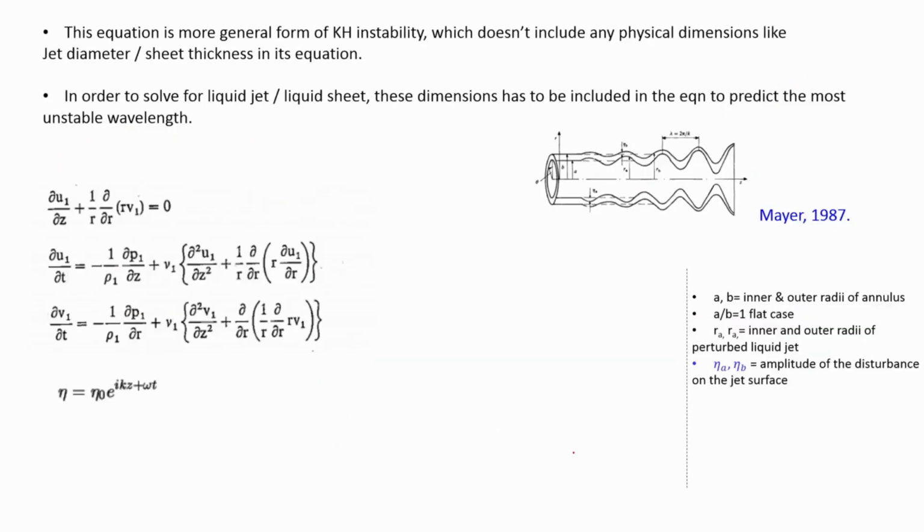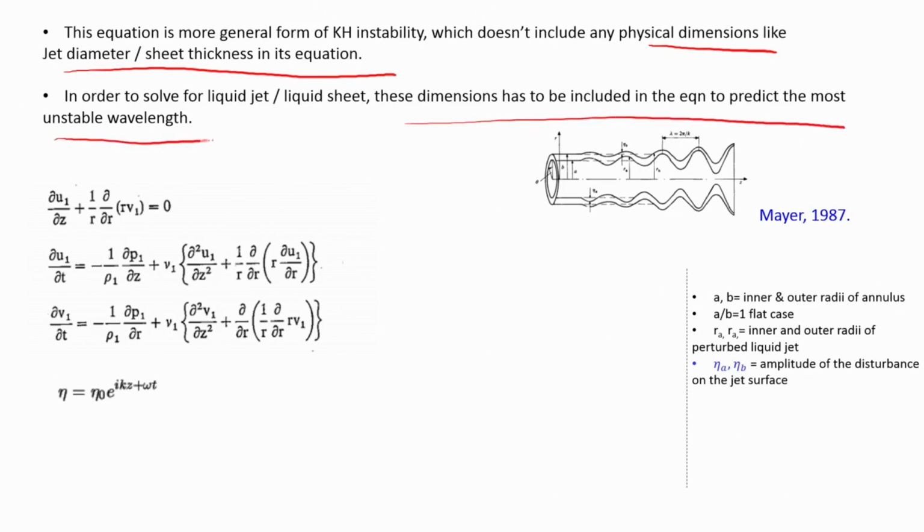Now, the previous equation was a more general form of the KH instability, and does not include physical dimensions like, for example, jet diameter and jet thickness. If you want to solve for a liquid jet or a liquid sheet, whatever the case may be, like in the previous case where we showed a liquid sheet, all the dimensions have to be included to predict the most unstable wavelength.